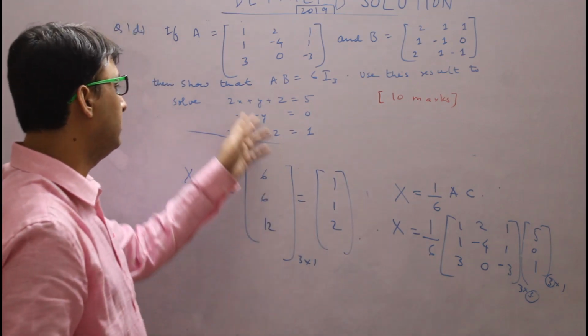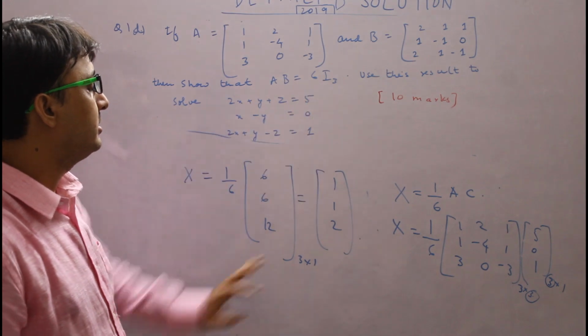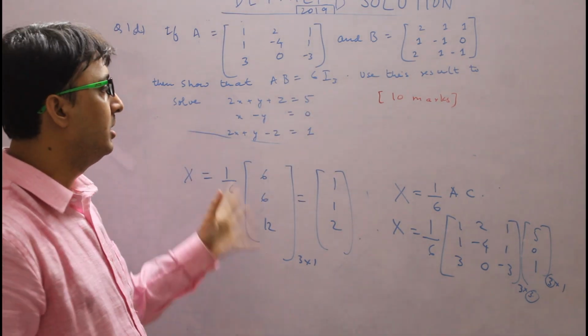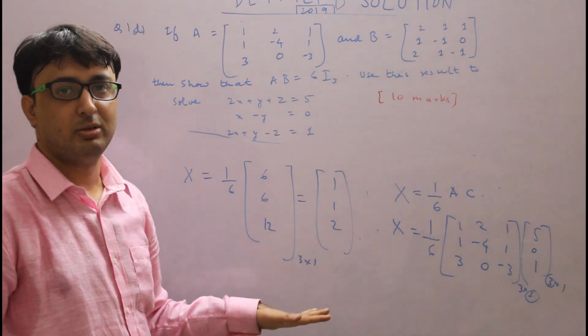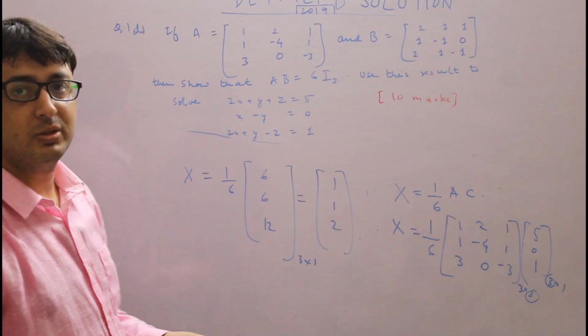If you put this value, you can cross check, but we have to use this result. That is the most important. So here matrix inversion, inverse of a matrix, is important. Matrix multiplication is important. So this is a basic question that one could have expected. Now I will move to the next question.